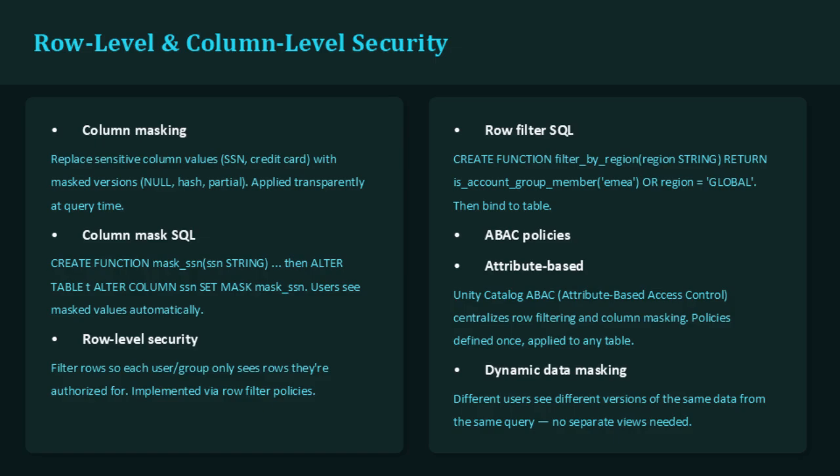The result is dynamic data masking. Different users see different versions of the same data from the exact same query. No separate views are required. This is the modern alternative to building separate views per user group. Instead of maintaining two different views, you have one table with a row filter that automatically returns the right rows for each person. It's cleaner, more auditable, and easier to maintain over time.